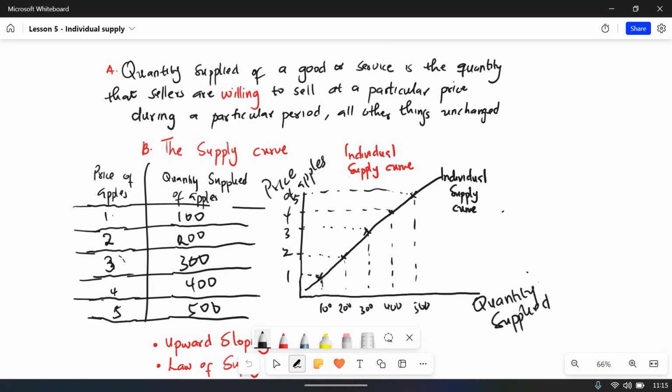Hi, welcome back. Our previous lesson was on shift in the demand curve versus movement along the demand curve. Today we'll be tackling individual supply.